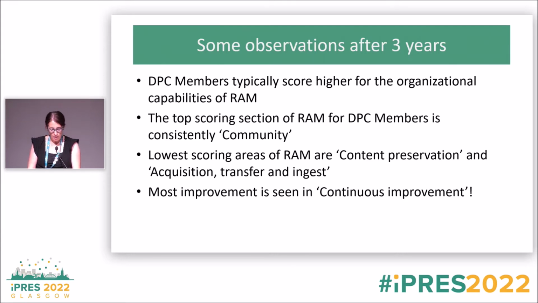And we have seen progress and improvement over the last 3 years in RAM, but most notably, most improvement has been seen in a section that we call continuous improvement. And again, this isn't a huge surprise. In order to progress in that continuous improvement section of RAM, one of the things you need to do is assess yourself on a regular basis and act on the results of that assessment. So actually the members that are engaging with this are clearly doing that and therefore improving. Those are just a few little headlines from the statistics, which hopefully are interesting to you.